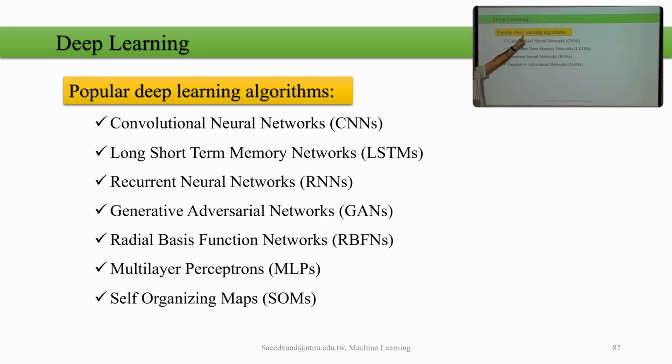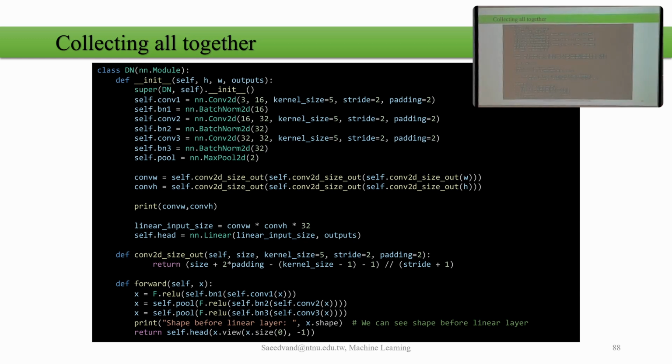Generally, popular deep learning algorithms: we saw the convolutional neural network, CNN. We have the LSTM, long short-term memory network, recurrent neural networks, RNNs, generative adversarial networks, GANs, radial basis function networks, RBFNs, and multilayer perceptrons, MLP. We saw MLP, we saw convolutional networks. These are also other structures that we have. Plus we have self-organizing maps, or SOMs, and a couple more, but these are the more common ones.